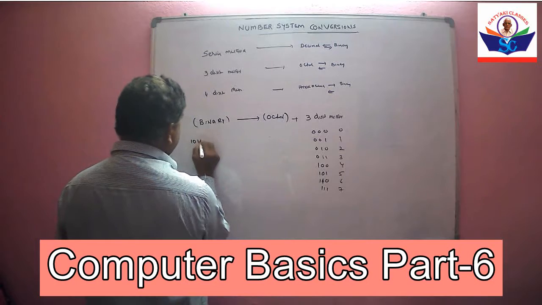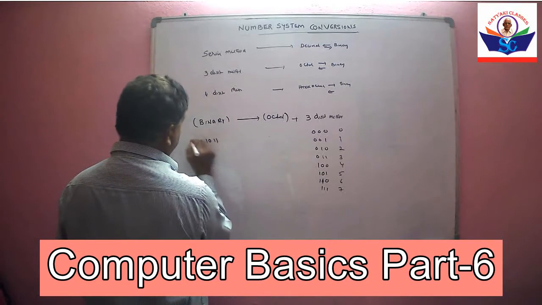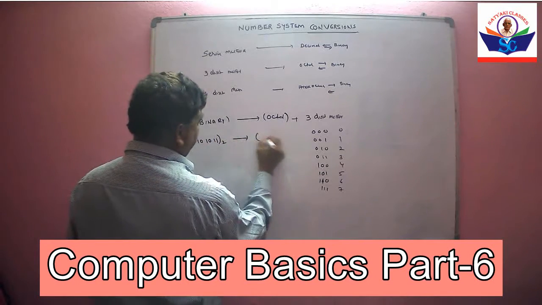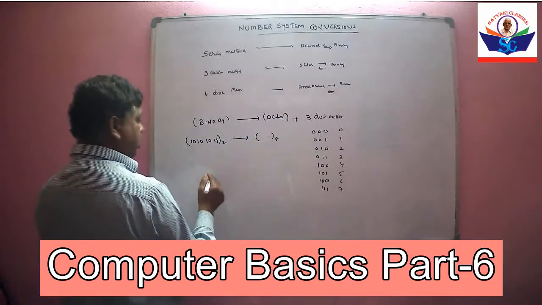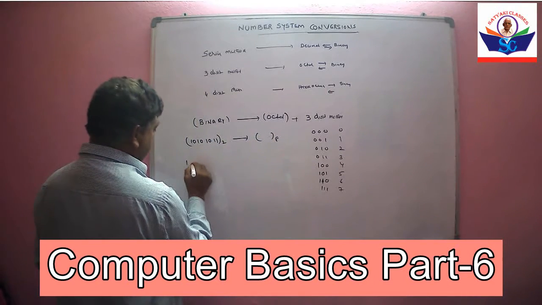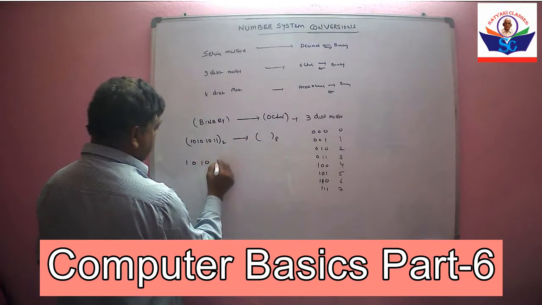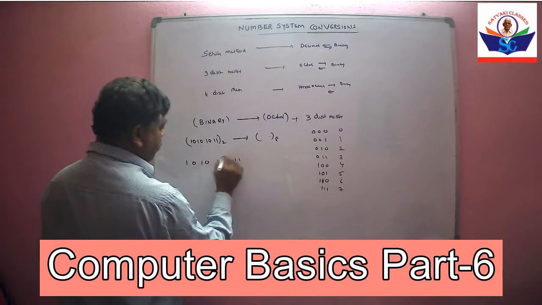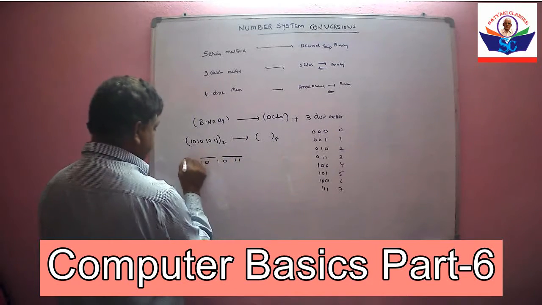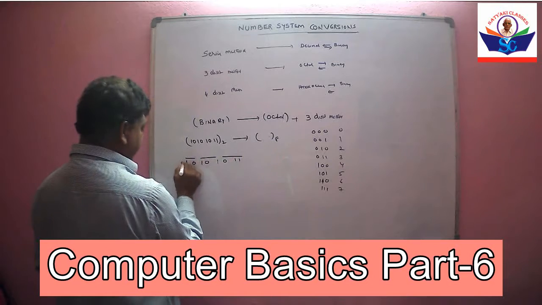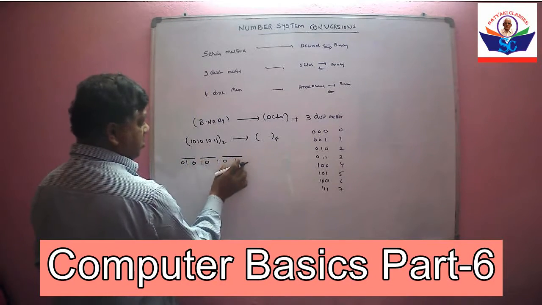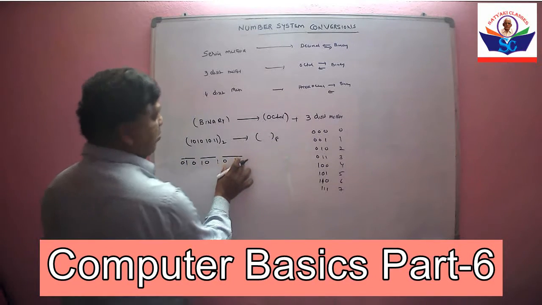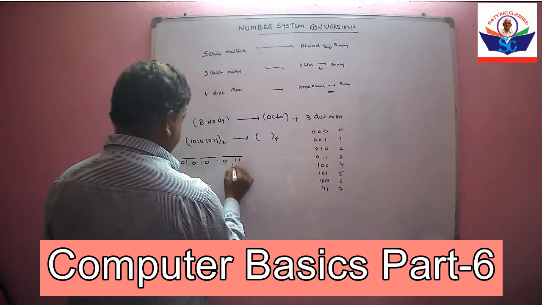1 0 1 0 1 0 1 1 binary is equal to which number in octal number system? Write it 1 0 1 0 1 1. Group 3 digits. We don't have a third digit, so write 0. Now 0 1 1, what is it? It is 3.